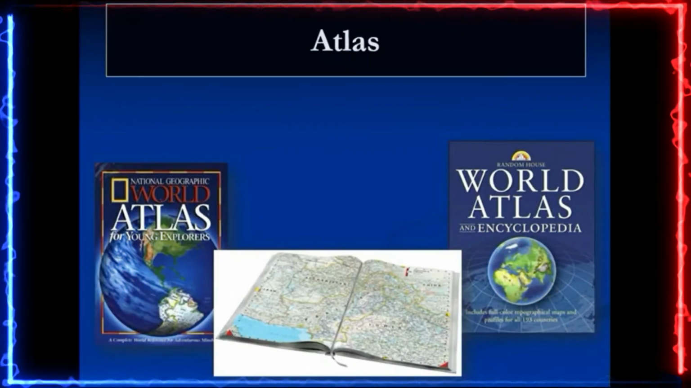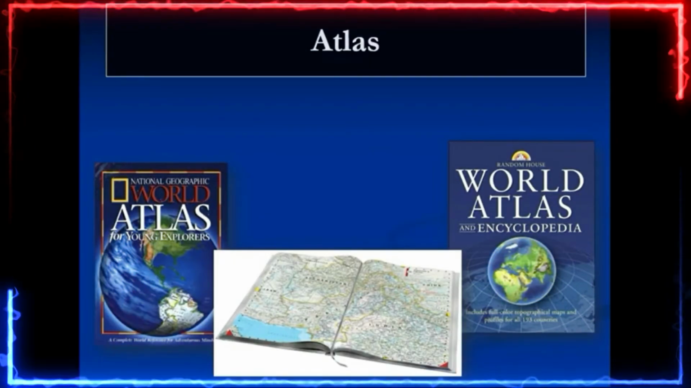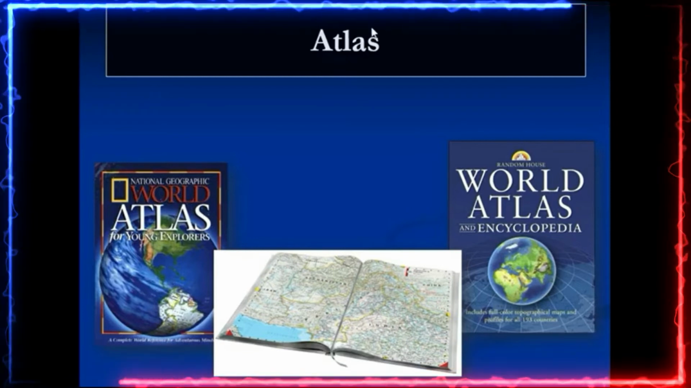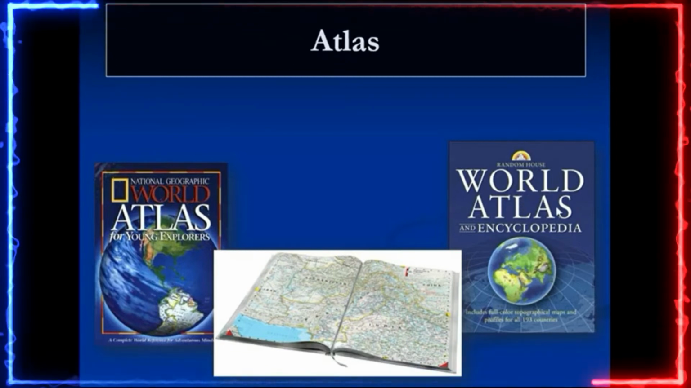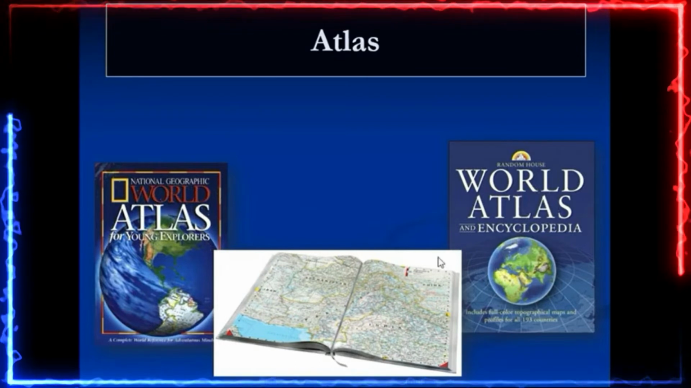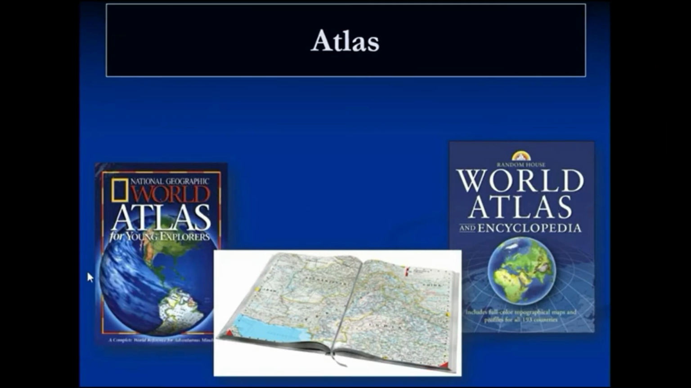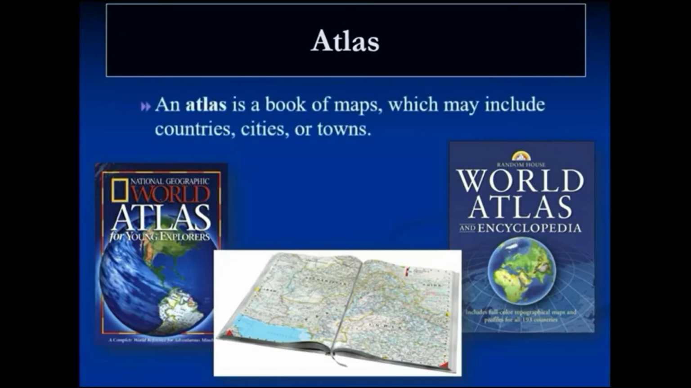The next term is atlas. And you can see here are some pictures of atlases. Atlases are basically books. An atlas is a book of maps, which may include countries, cities, or towns. And as you can see, an atlas is just a bunch of maps put together into a book.